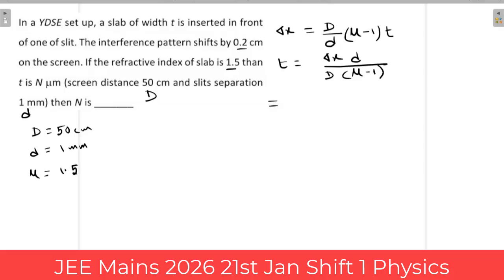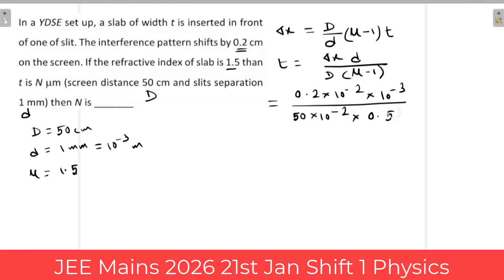So put in the value of delta x. Here delta x is 0.2 centimeter, that is 0.2 into 10 to the power minus 2 meter. Small d is 1 millimeter, that is 10 to the power minus 3 meter, divided by capital D, the separation between the slit and the screen, that is 50 centimeters, so 50 into 10 to the power minus 2 meter, and mu minus 1 is 1.5 minus 1, which is 0.5.